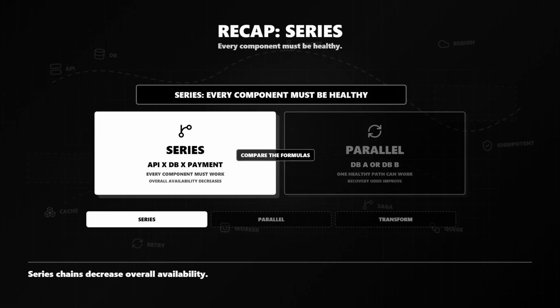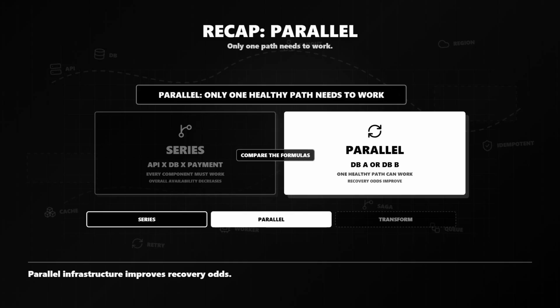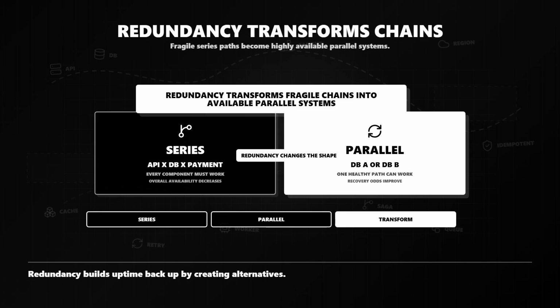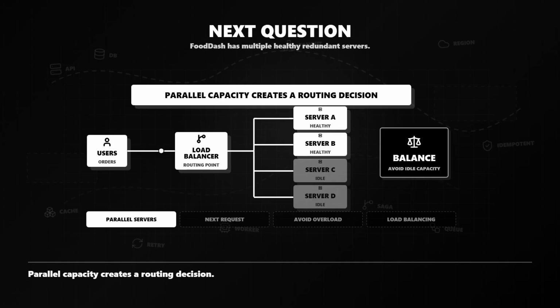To quickly recap our core lesson today, when you connect components in a series, every single one of them must be healthy, which unfortunately decreases your overall availability. But when we build redundant infrastructure in parallel, only one path needs to work. Redundancy essentially transforms those fragile series chains into highly available parallel systems, building your uptime right back up to where it needs to be. Now, fixing this creates another totally fascinating question to leave you with.